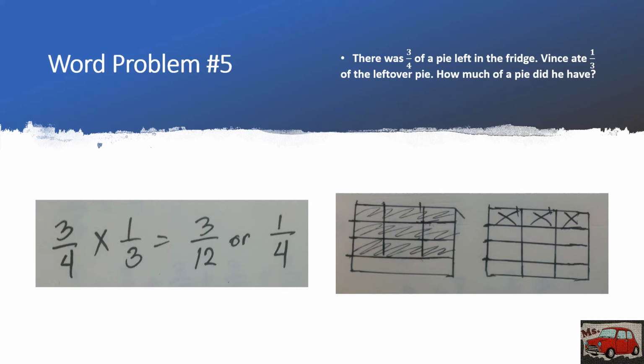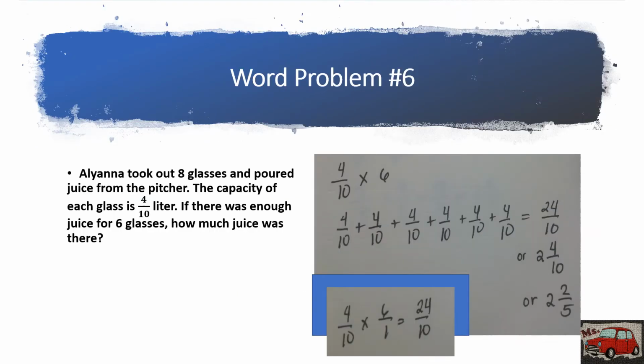Okay? Aliana took out 8 glasses and poured juice from the pitcher. The capacity of each glass is 4/10 liter. If there was enough juice for 6 glasses, how much juice was there? Okay, so hanapin natin kung ilan yung liter nung juice. Okay? Kasi, ang sabi dyan, napuno niya lang yung 6 glasses. And each glass, ang kayang malagyan is 4/10 liter.